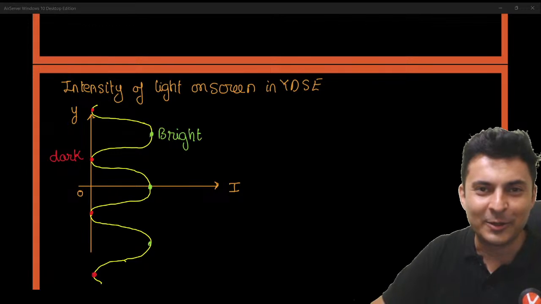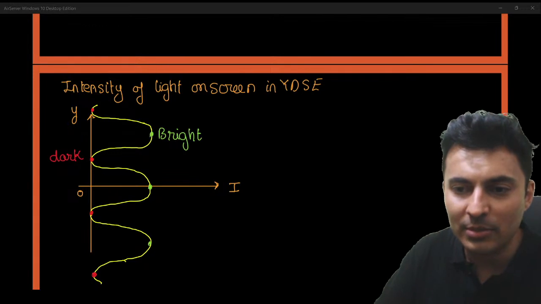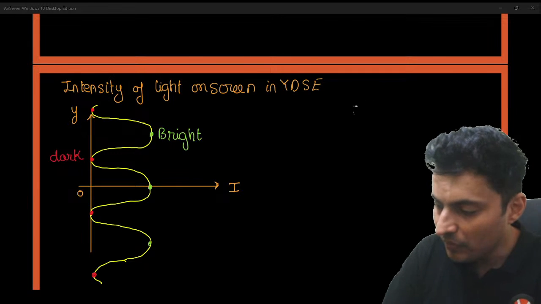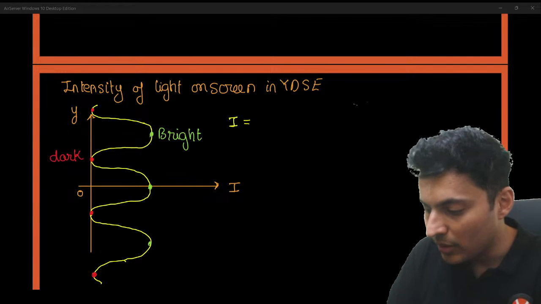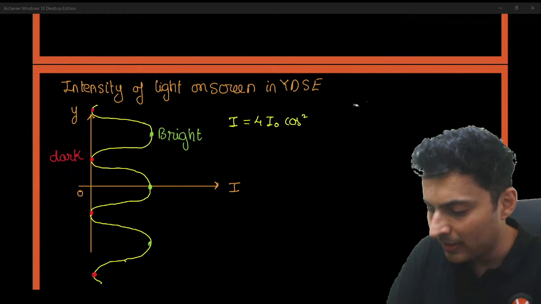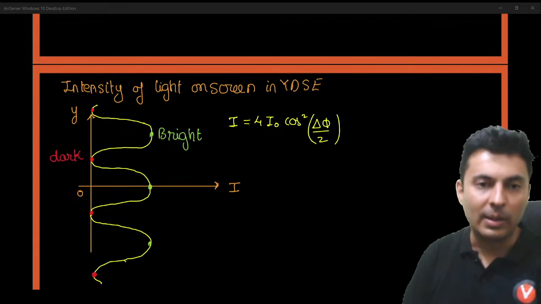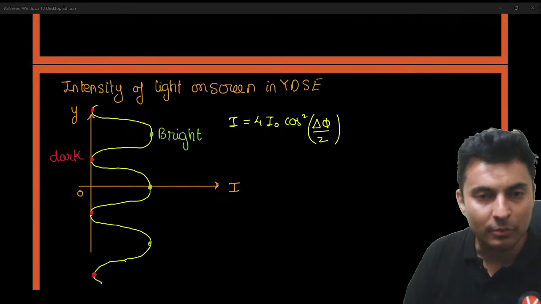How many of you realize this now? And what is the formula for this? The formula for this is I is equal to 4 I naught cos square del phi by 2. That is the formula which you must know.